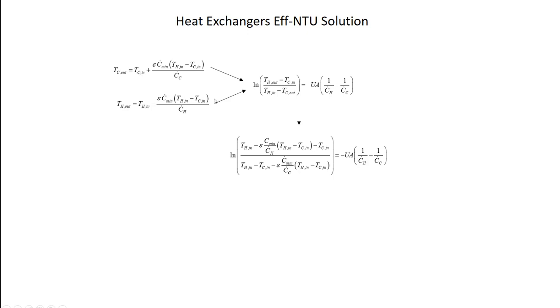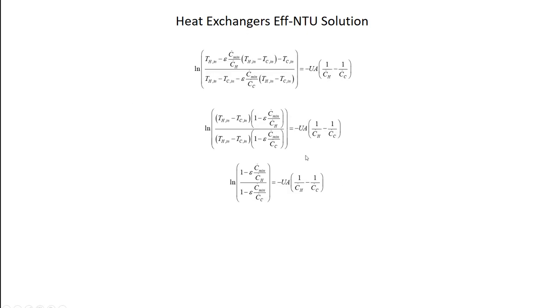So I'm going to take this equation here and put it here for T_C,out. I'm going to take this equation here and put it here for T_H,out. And that gives me this equation here. If you look at this equation for a second, you'll see that I have on the top and the bottom T_H,in minus T_C,in, right? So here's T_H,in minus T_C,in, here's T_H,in minus T_C,in, the same thing here. So if I pull that T_H,in minus T_C,in out of the top and the bottom, which I did here, I can cancel it out.